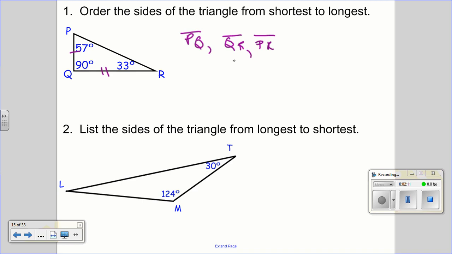Number 2 would like you to list the sides of the triangle from longest to shortest. So you would have to find the missing angle first by remembering the sum of all angles is what? 180. So find this missing angle. Then again, you're going to list it from longest to shortest and take a picture.